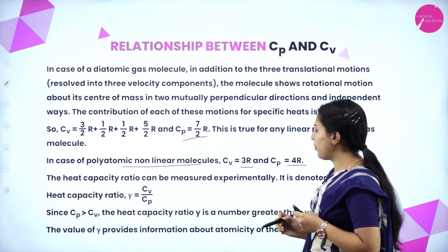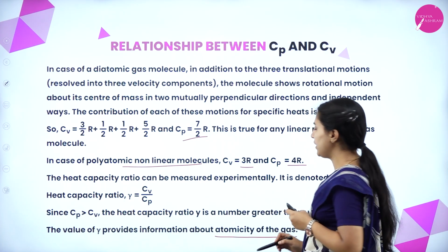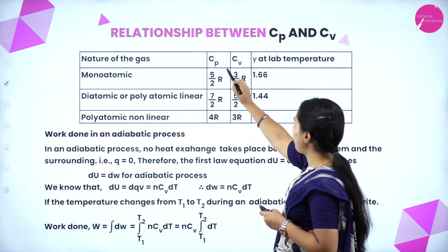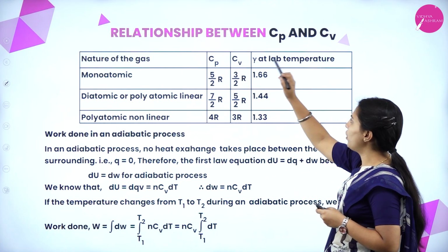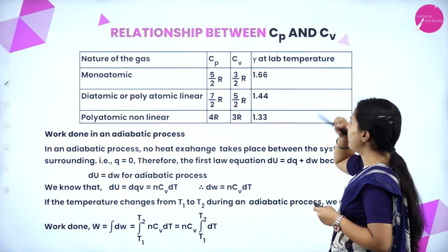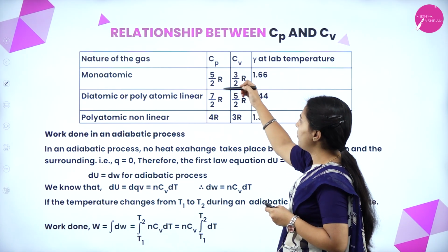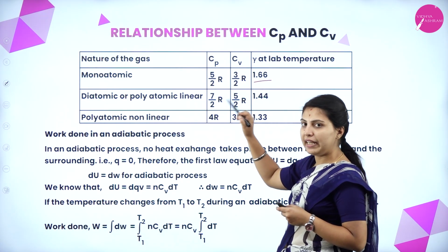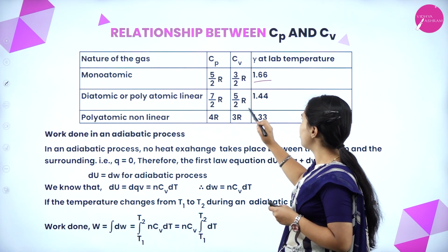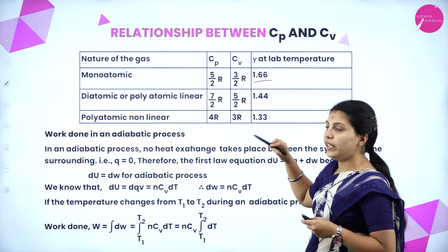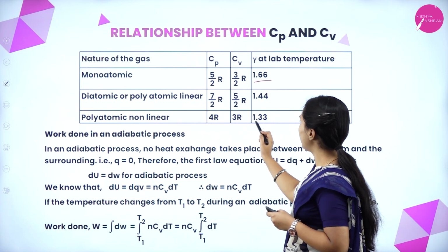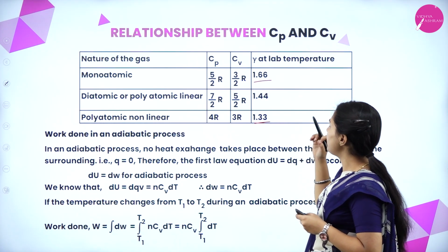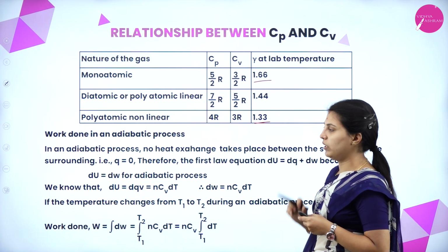The value of gamma provides information about the atomicity of the gas. Nature of gas, heat capacity at constant pressure, heat capacity at constant volume, and gamma at lab temperature. See, monoatomic, 5/2 R, 3/2 R, gamma is 1.66. Diatomic or linear polyatomic, 7/2 R, 5/2 R, 1.44. Polyatomic non-linear molecule, 4R, 3R, 1.33. These are the relationships between Cp and Cv for the different molecules.